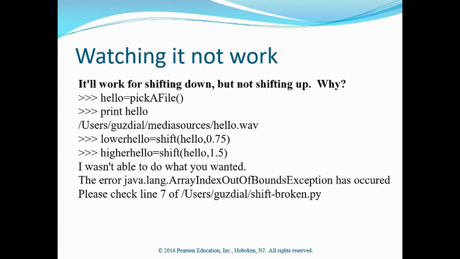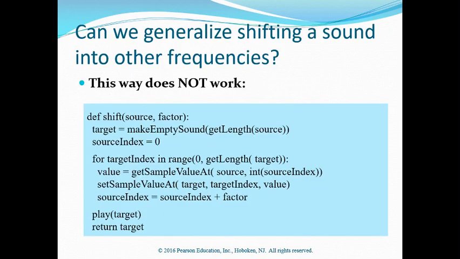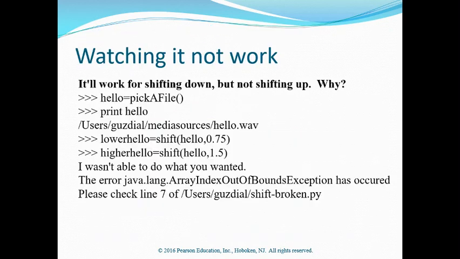Why? So hello, pick a function. We print hello, and we see that it's the wave file. Lower hello equals shift, and then hello, comma 0.75, which is the factor, and then 1.5 is the other factor, and then we actually get an error: I wasn't able to do what you wanted because the index is out of bounds.